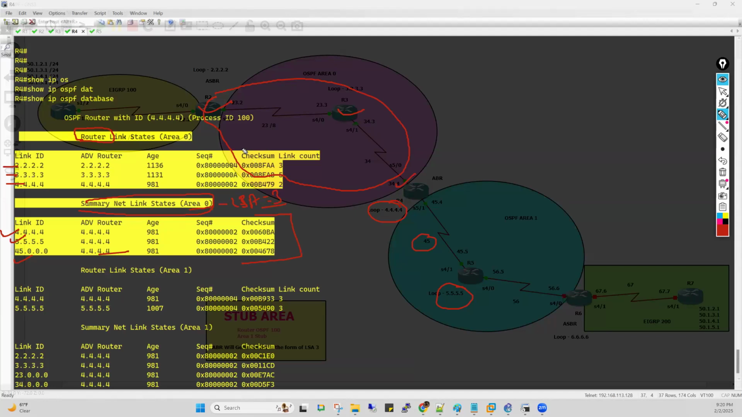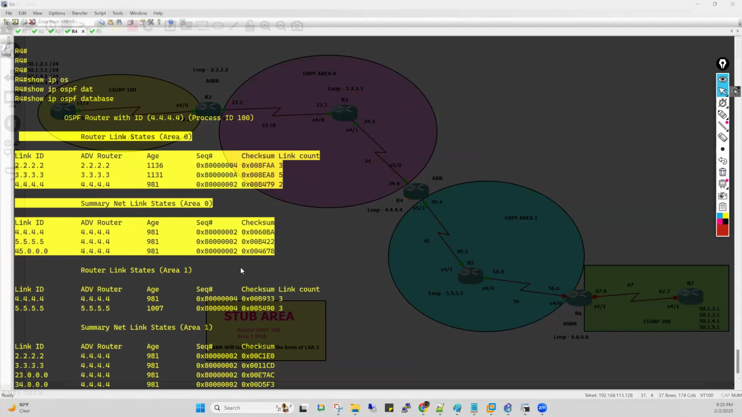Then I am telling you, brother, LSA number 3 means the ABR router will forward this area information into this area. Agree? Yes or no? So that's the reason in LSA number 3 you are getting this area information. And when you check the LSA 3 of this area, here you will get Area 0 information. Clear? Understand, everyone?